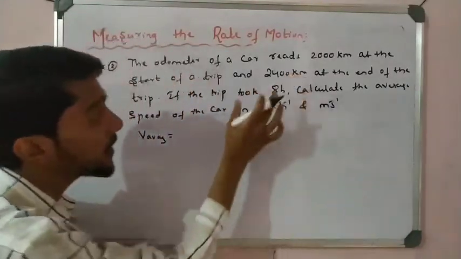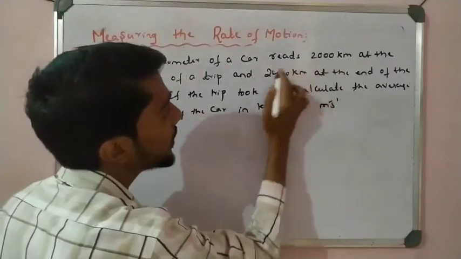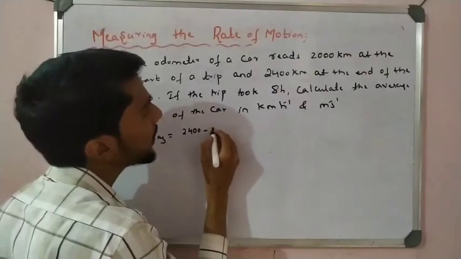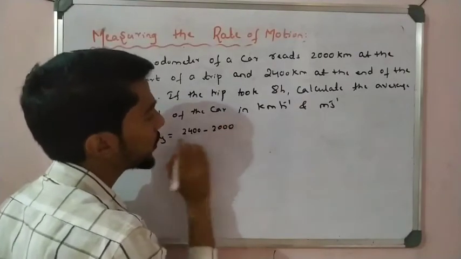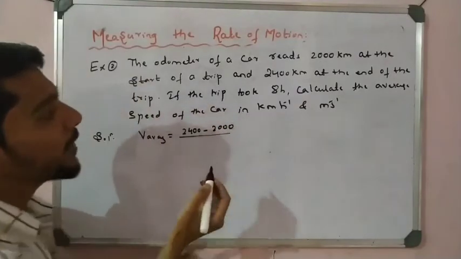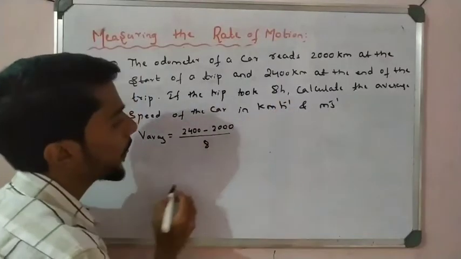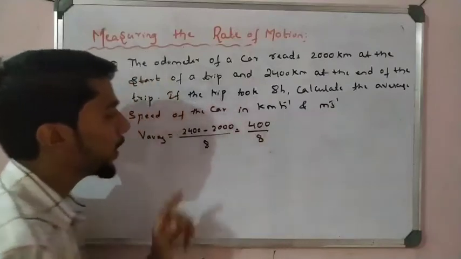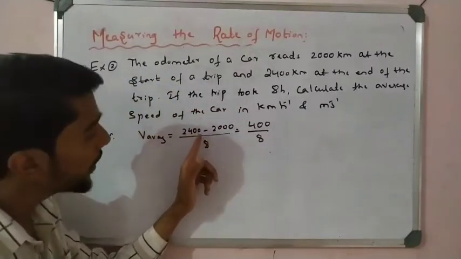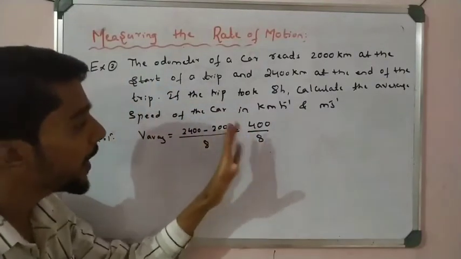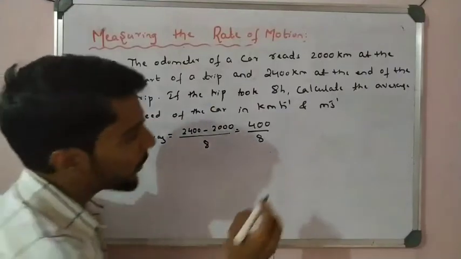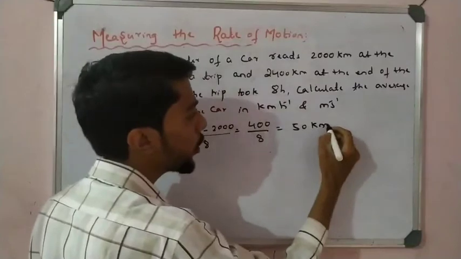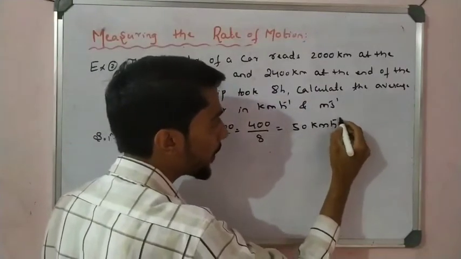So that is the distance traveled. We can take the distance traveled as 2400 minus 2000, divided by the total time taken, 8 hours, right? So how much is it? 400 divided by 8. If you calculate, we get 50. So it is 400 kilometers per 8 hours, which is 50.